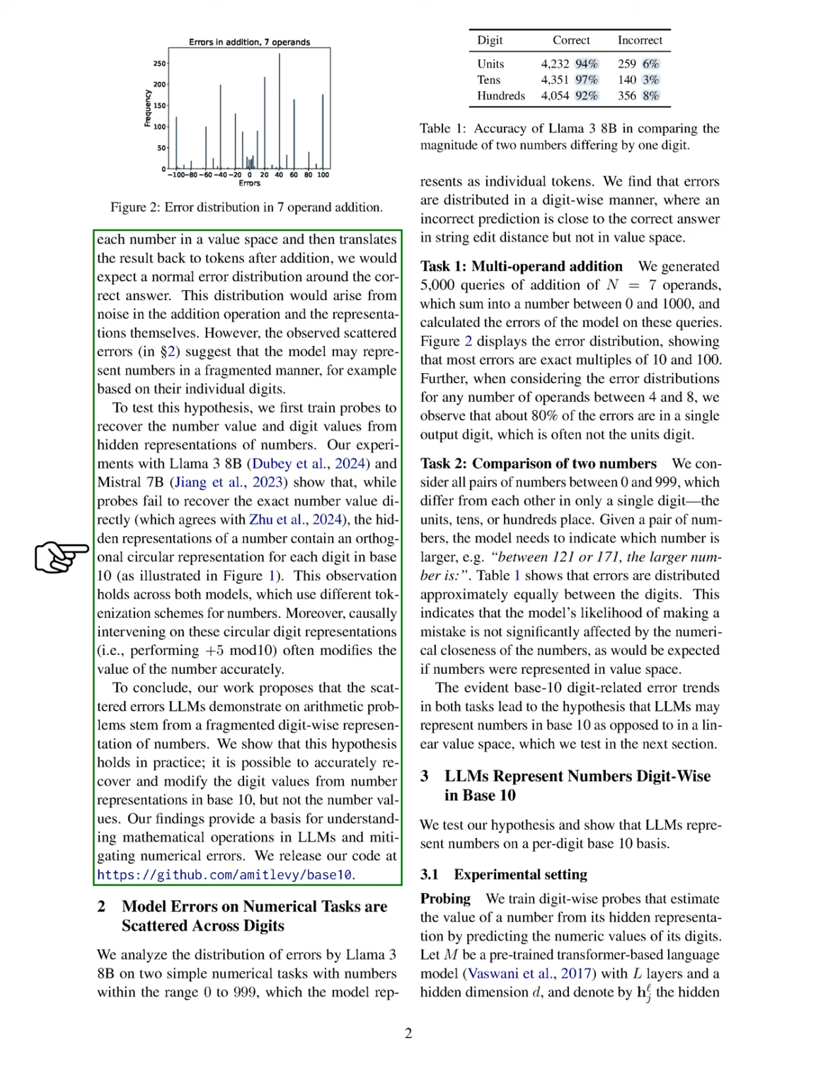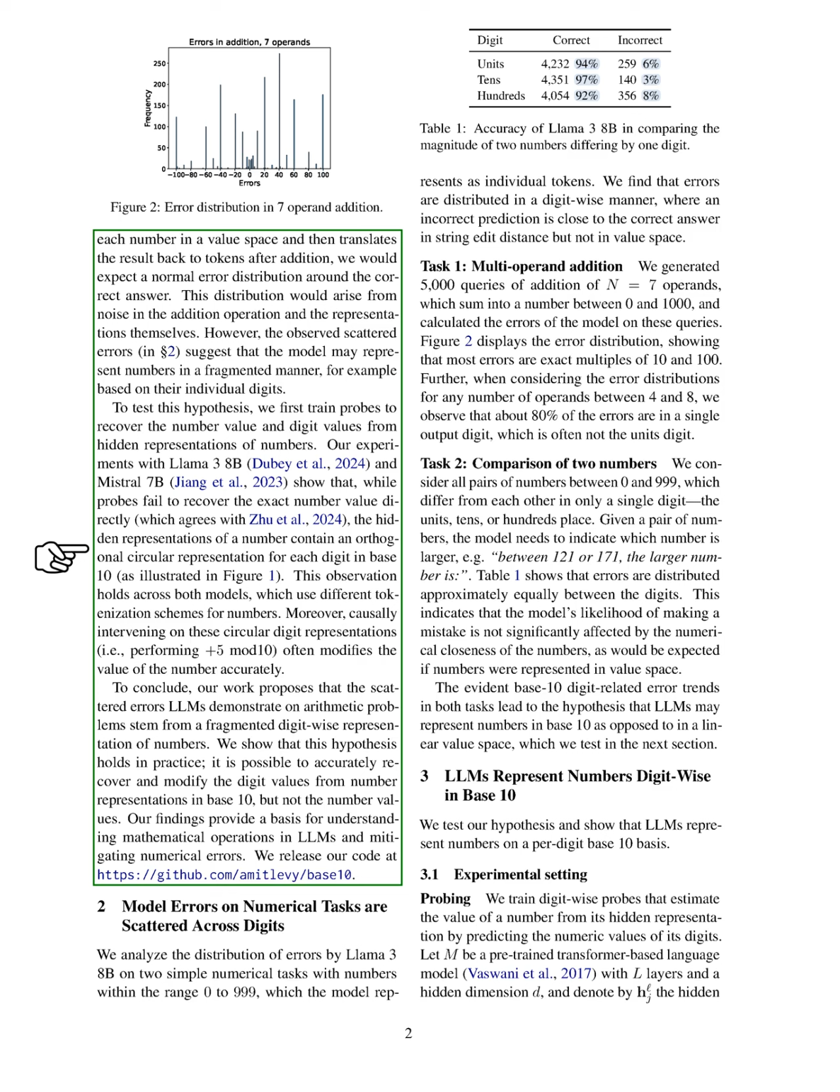We conclude that the scattered errors in LLMs during arithmetic tasks arise from a fragmented representation of numbers at the digit level. Our findings suggest that while we can recover and adjust digit values accurately, we cannot do the same for the overall number values. This understanding can help us address numerical errors in LLMs, and we have made our code available for further exploration.